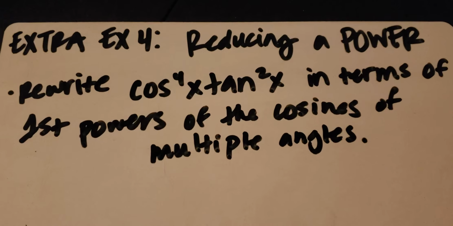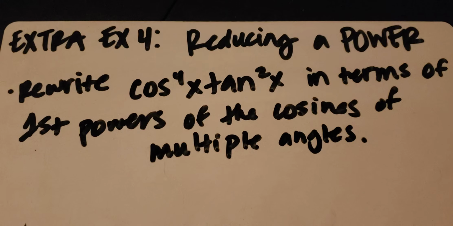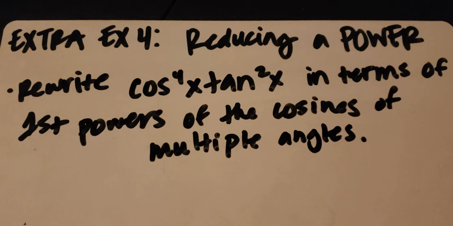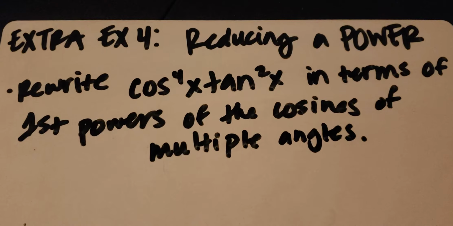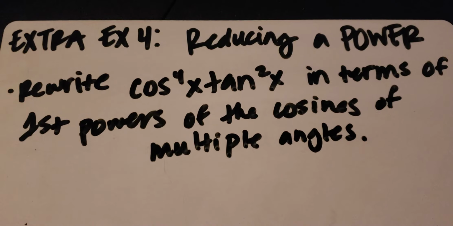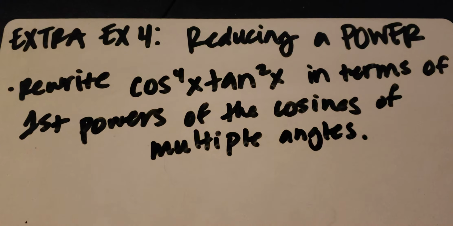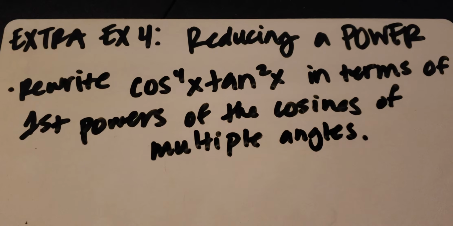So we're going to rewrite cosine to the fourth power of x and tangent squared of x in terms of first powers of the cosine of multiple angles. Basically, we cannot have squares, we cannot have cubes, we cannot have fourth powers, okay? And the only trig functions we should be left with should be only cosines. So I shouldn't have any tangents, any sines, anything. I should only end up with cosines at the very end, okay?